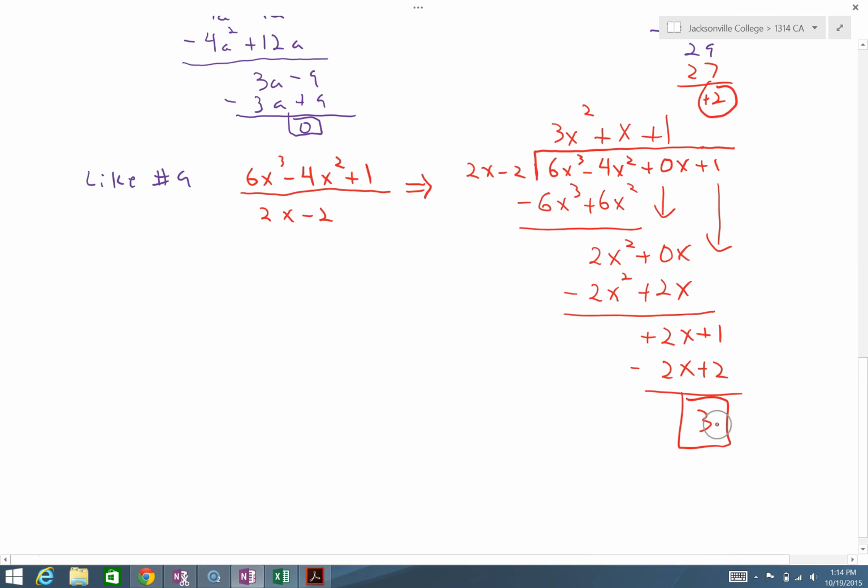Same situation here. This is my remainder. It gets written over my divisor. So here I would have plus, because this is positive, 3 over 2x minus 2. So this is my quotient. 3x squared plus x plus 1 plus 3 divided by 2x minus 2. Alright, that concludes this video.